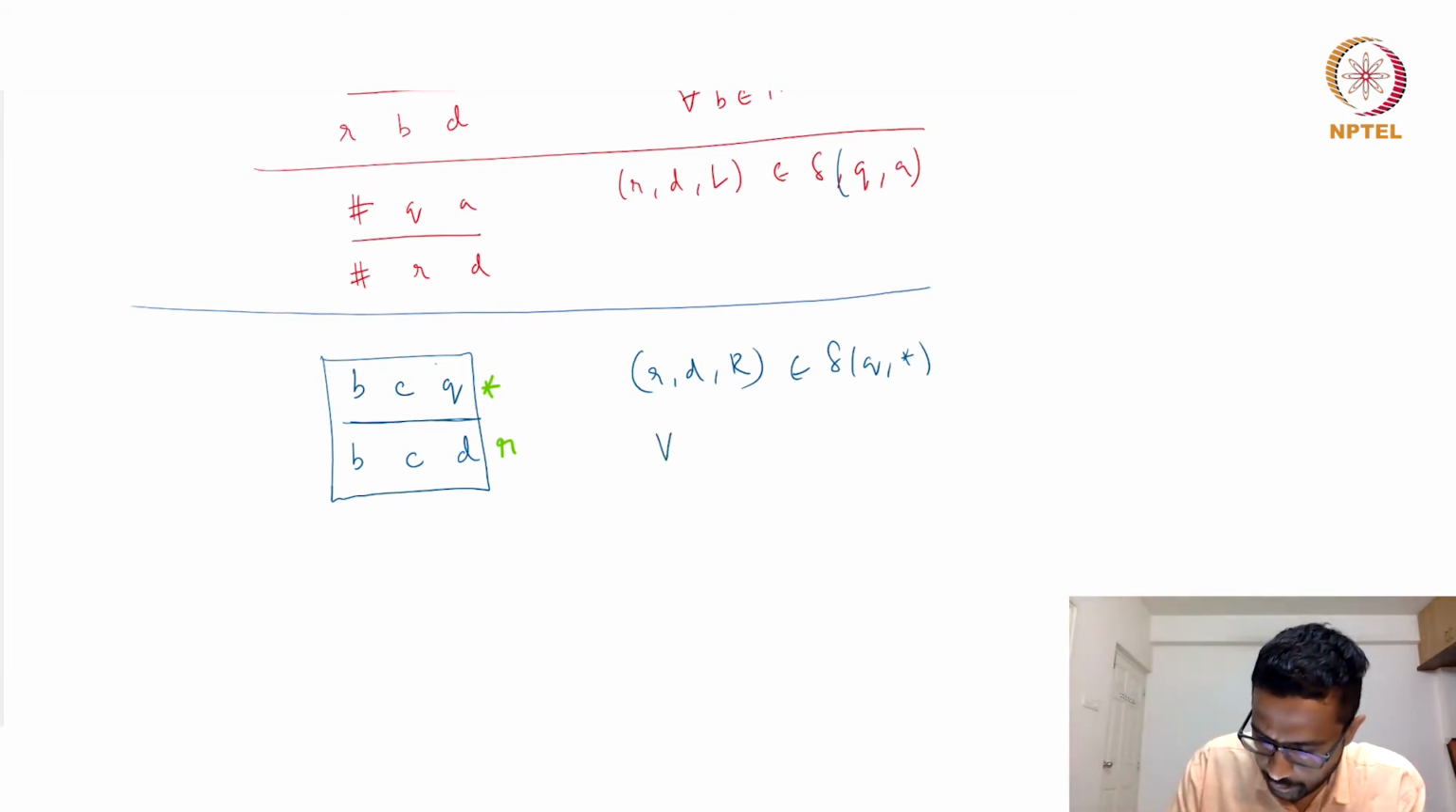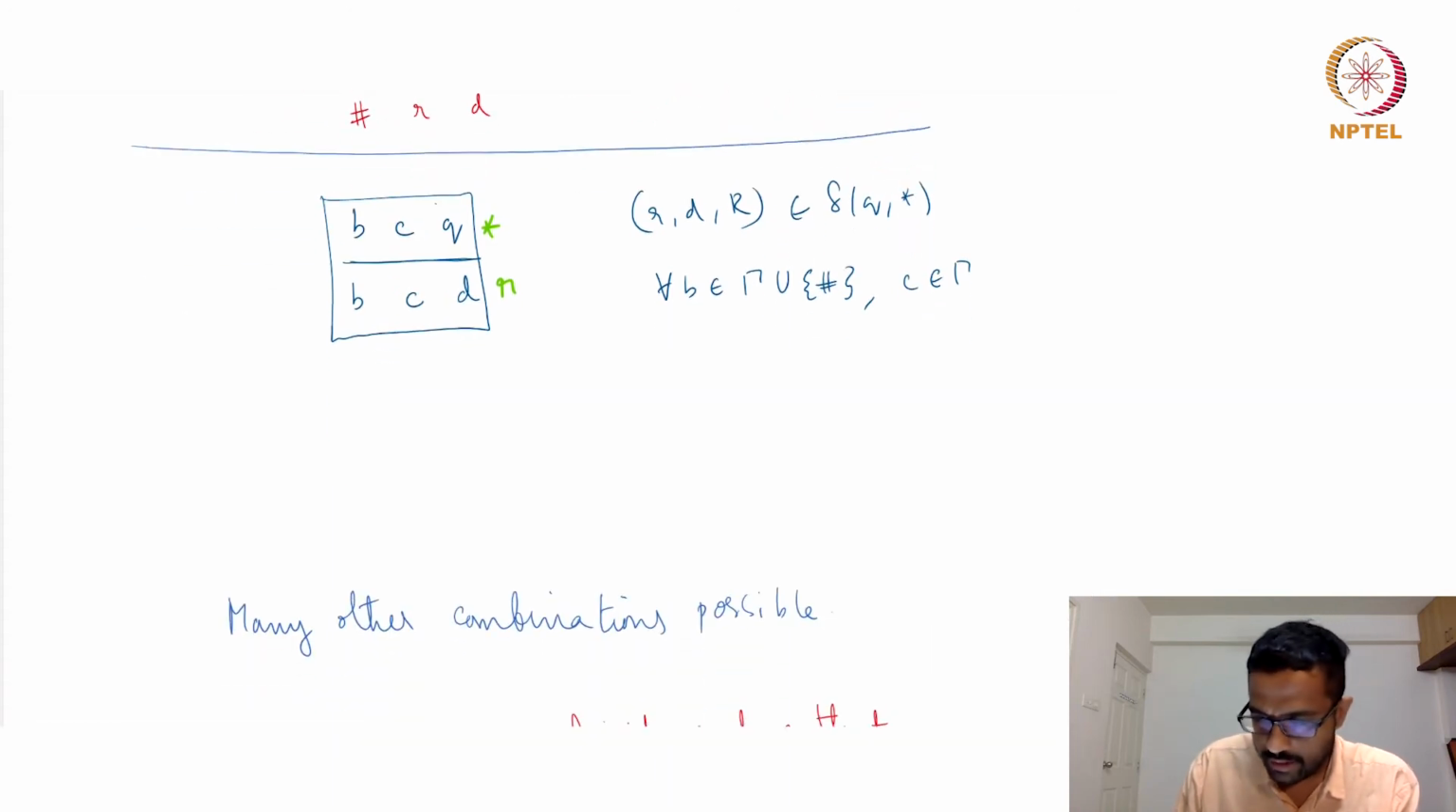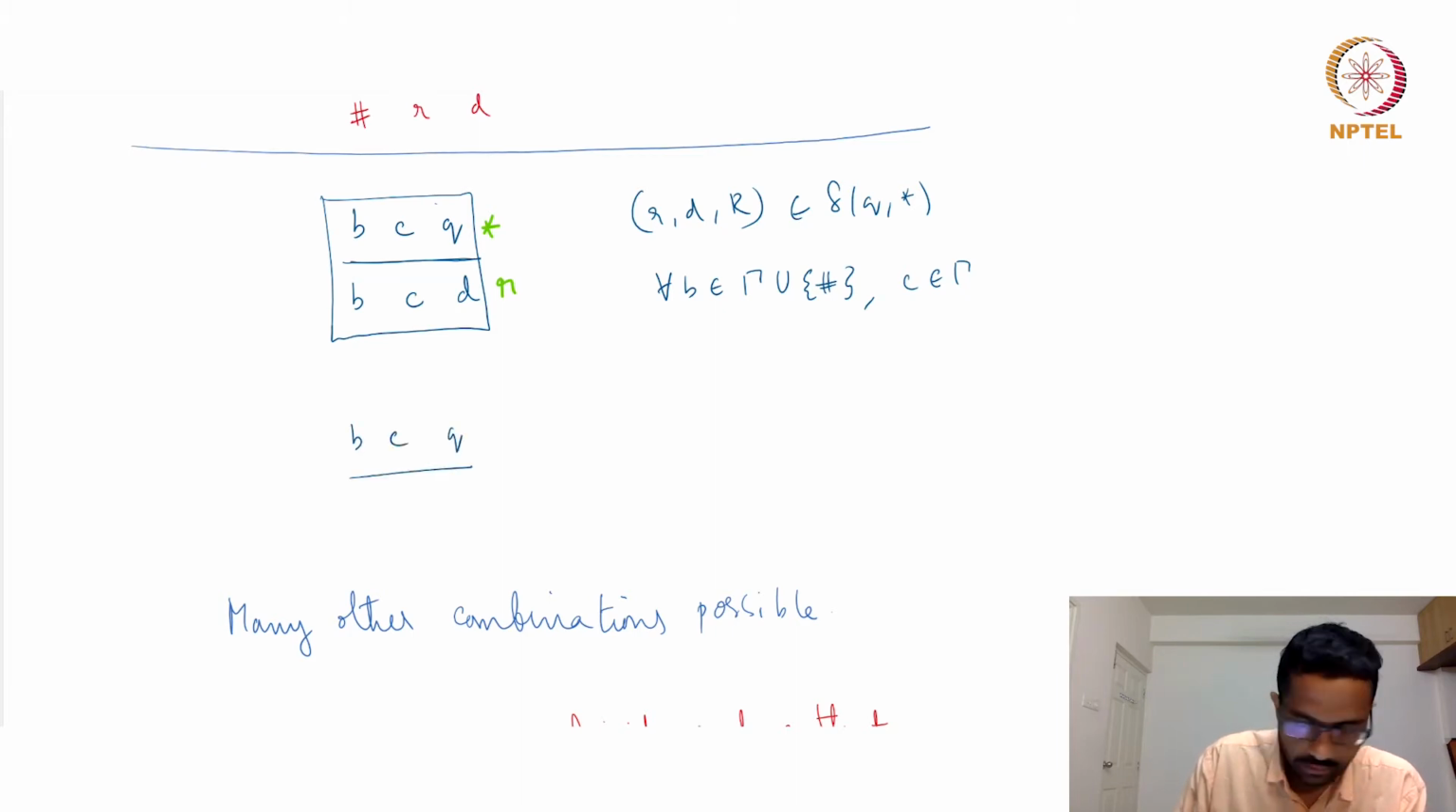And here again, B could be anything. B could be gamma or hash, and C could be any symbol, right? Maybe I'll just do one more example. So let's say BCQ, and if R star L is in delta Q star, right?